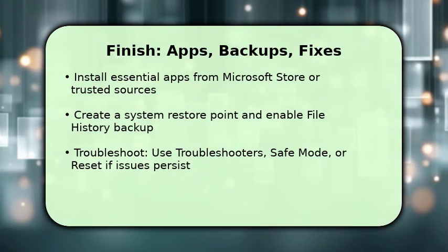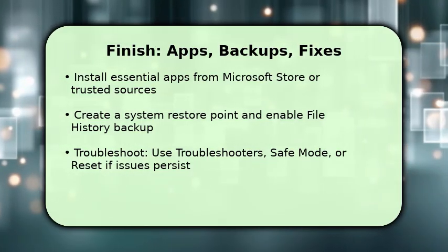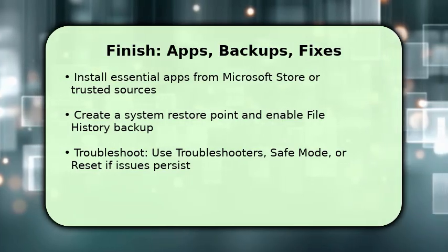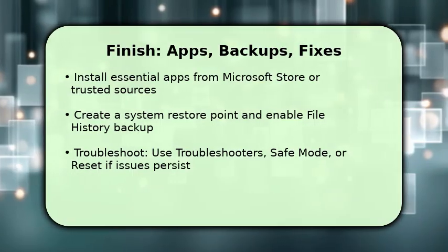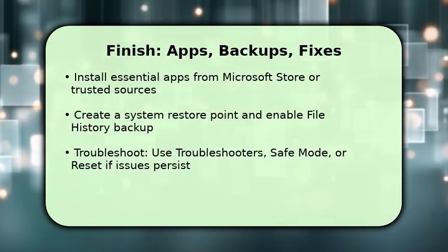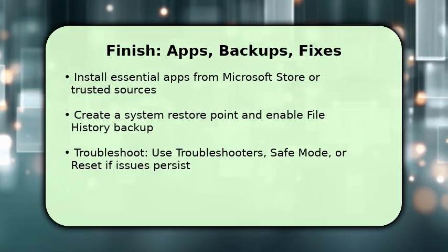Finish by installing essential apps and setting defaults. Choose Microsoft Store apps when possible for smoother updates. Create a system restore point and enable File History so you can recover files or roll back changes quickly. Once everything is set, test core functions, networking, printers, and peripherals.